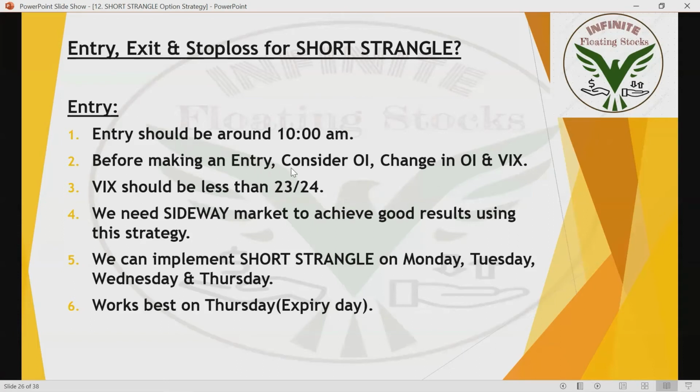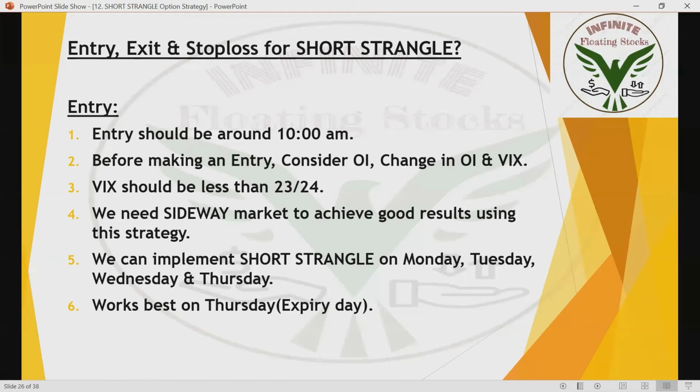And before making an entry, consider OI, change in OI and VIX. That's what I told. You need to look at OI, which should have the highest value. I mean the out of the money strike which you are choosing on the call side and put side should have the highest value. You should also look at change in OI. And third, you need to look at India VIX, which should be less than 24 or 25.